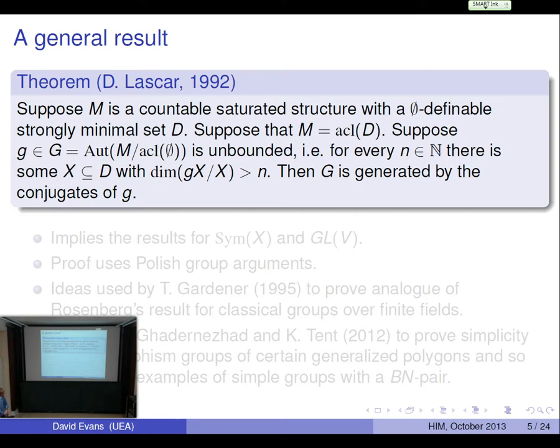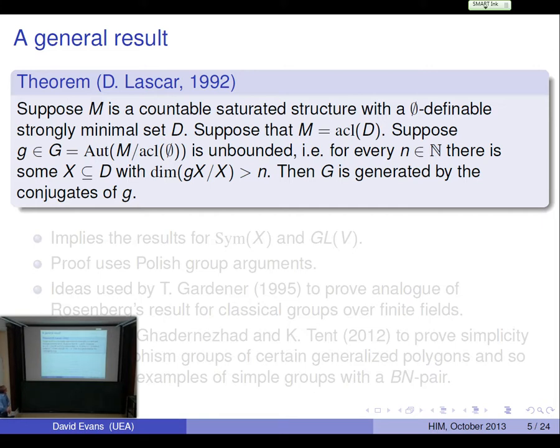So let's just read it anyway. Suppose M is a countable saturated structure with a zero definable strongly minimal set. Could actually be a strongly minimal set. That's still interesting. And we'll suppose that M is the algebraic closure of that strongly minimal set.